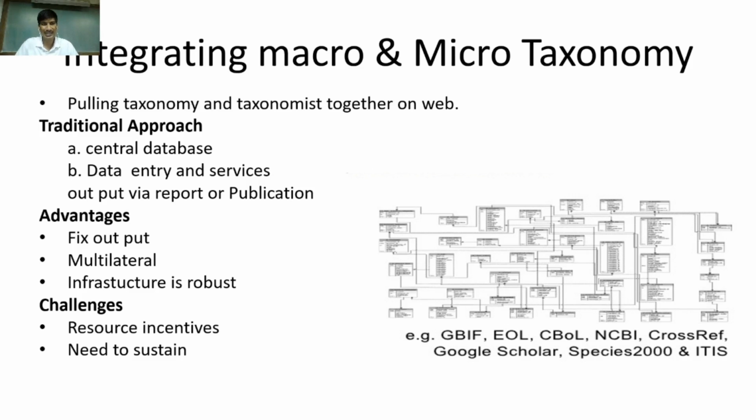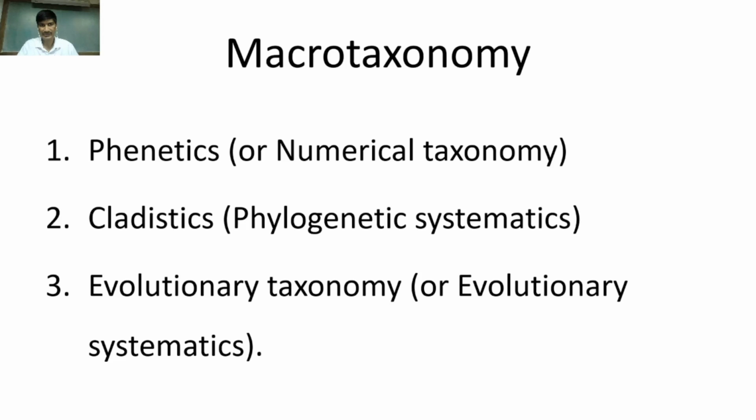Then the multilateral infrastructure is robust, but the challenges are resource intensive and the need to sustain the natural environment. A number of species are endangered or extinct. Therefore, integrated taxonomy needs to help sustain endangered species. Then macrotaxonomy has different types. It is classified into five different types. The first one is phenetics, that means numerical taxonomy, then cladistics or phylogenetics.